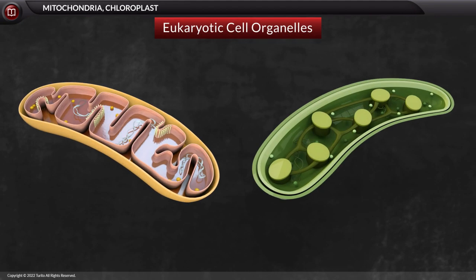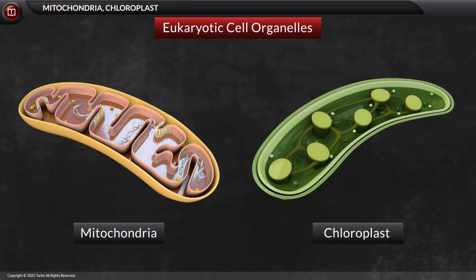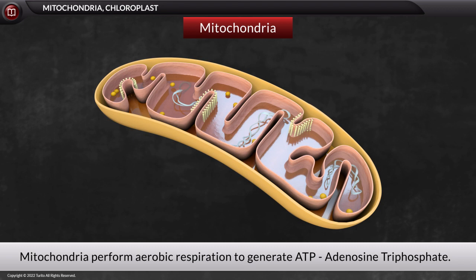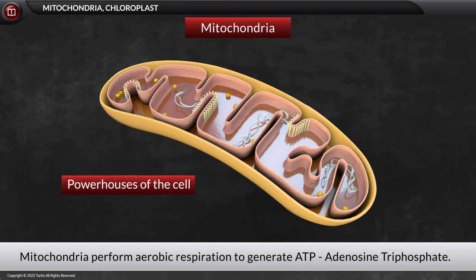Hello students. In this lecture, we will discuss two important eukaryotic cell organelles, the mitochondria and the chloroplast. Let us begin with mitochondria. Mitochondria play a critical role in aerobic respiration for the generation of metabolic energy in the form of ATP, adenosine triphosphate, and hence, are referred to as powerhouses of the cell.